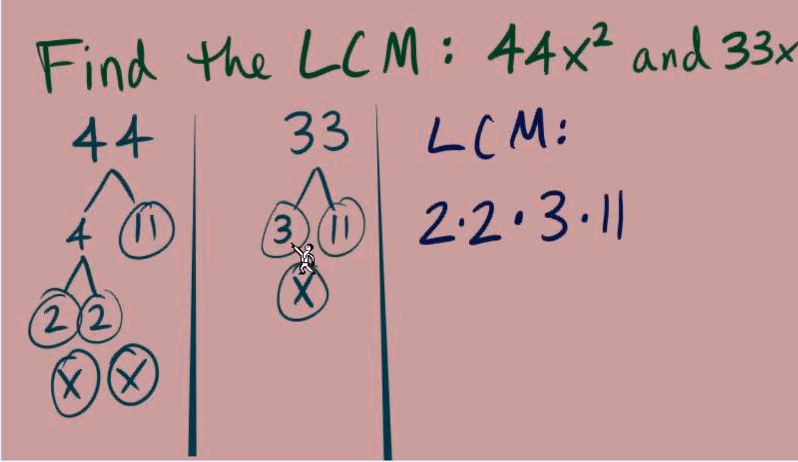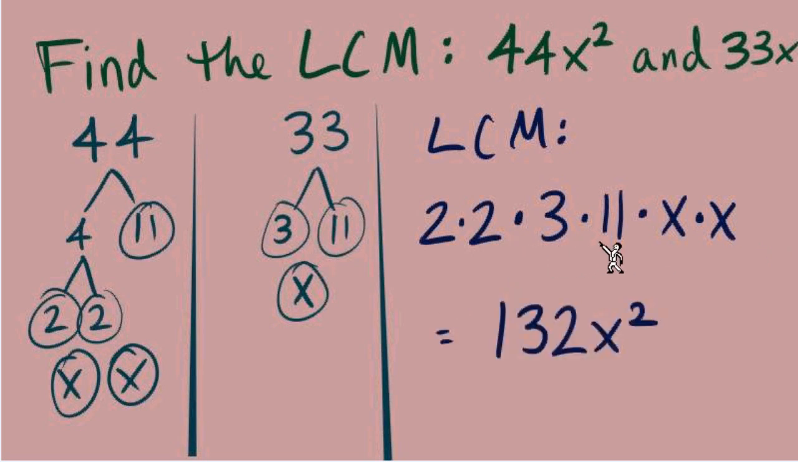But x's, we do have a place where we see 2 x's. Here's where we see the most. This has 1, this has 2, so we need to use 2. And finally, we'll multiply these numbers together, get our coefficient 132, and the 2 x's together for x squared, 132x squared.